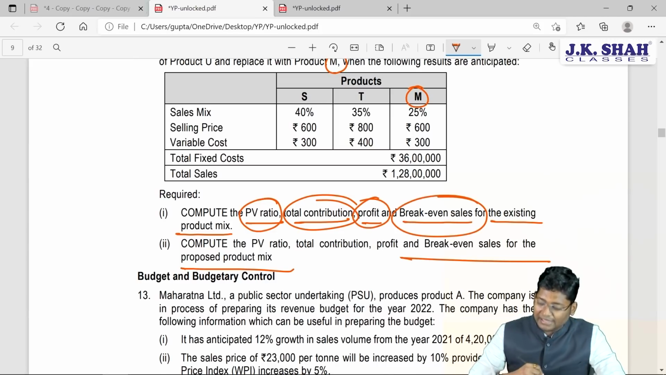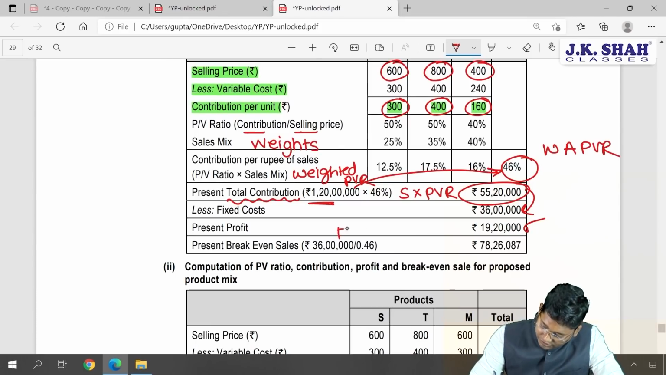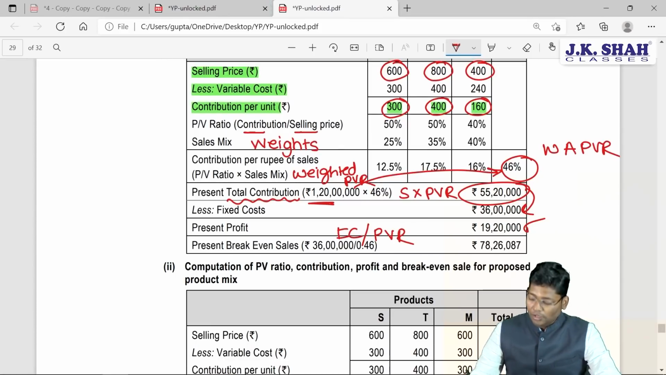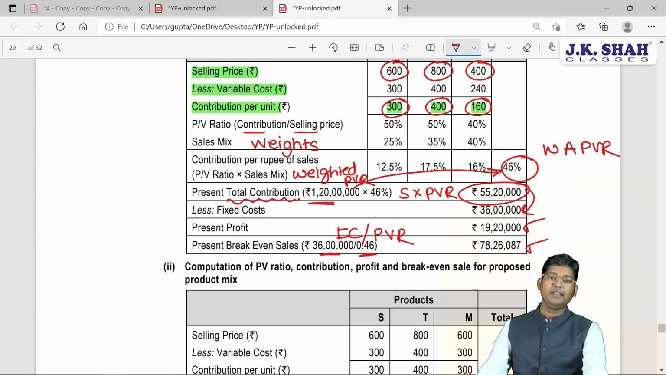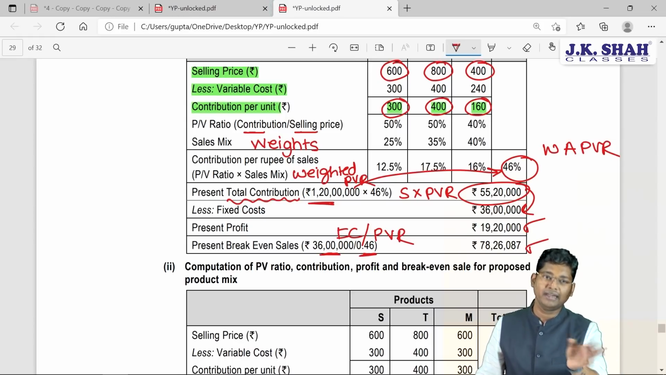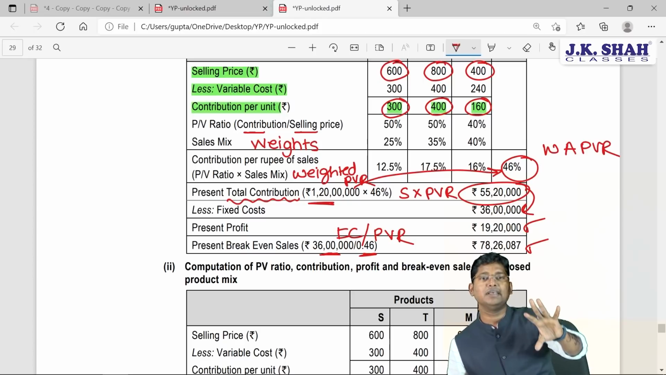Now only one thing is pending, that is break even sales, and break even sales is computed by using the formula of fixed cost divided by profit volume ratio. Your fixed cost is 36 lakhs divided by profit volume ratio. You are going to get the break even sales amount, and this is the end of part of the solution.